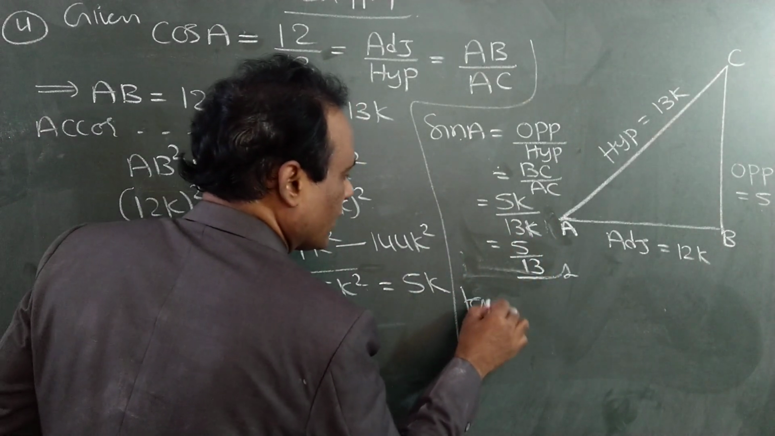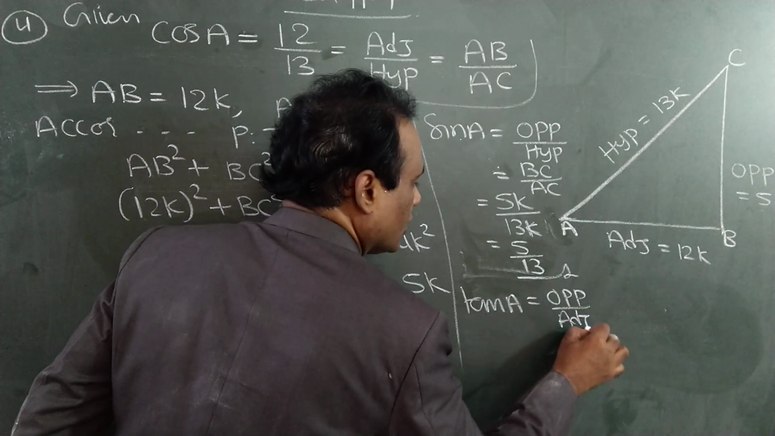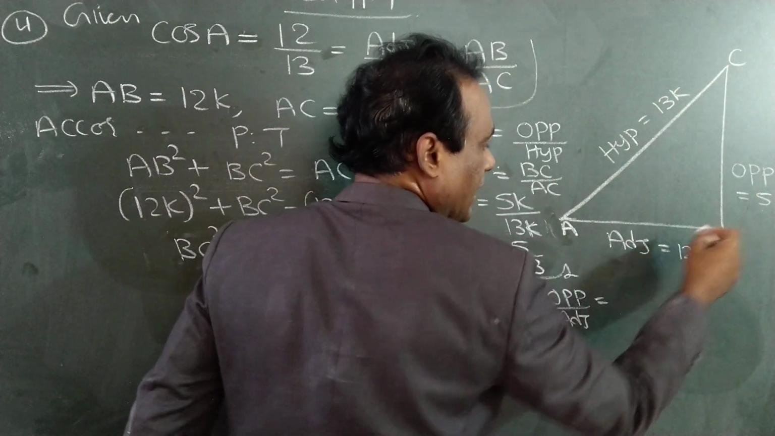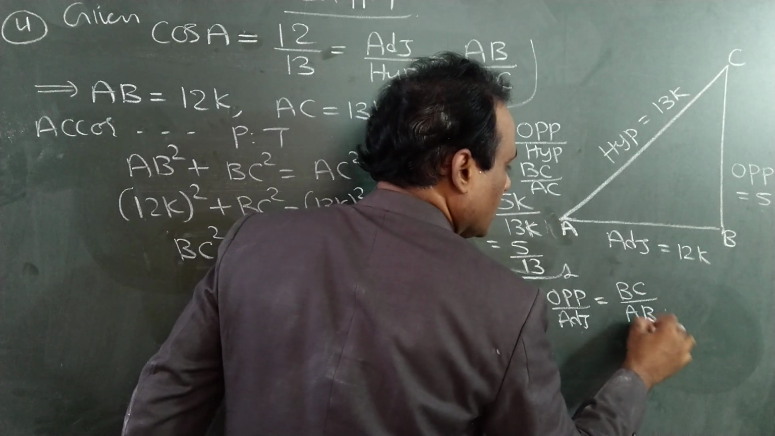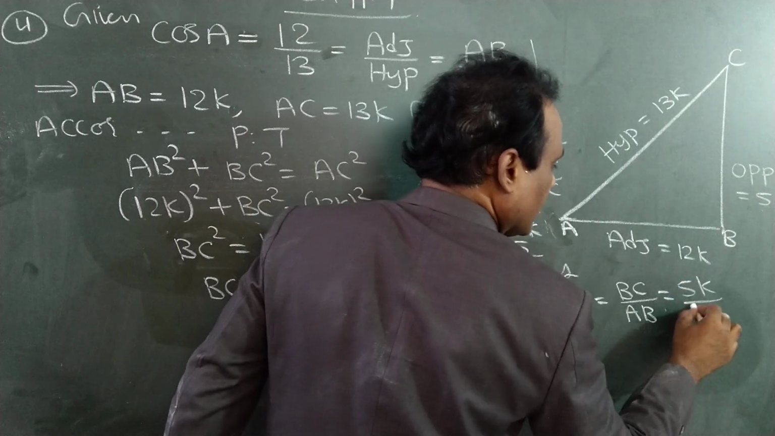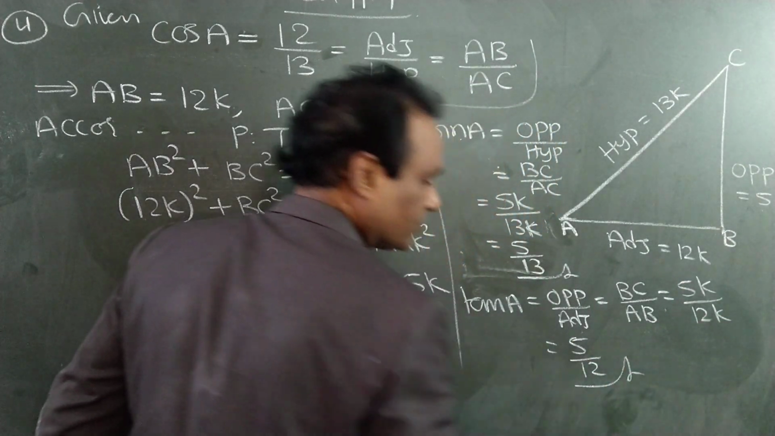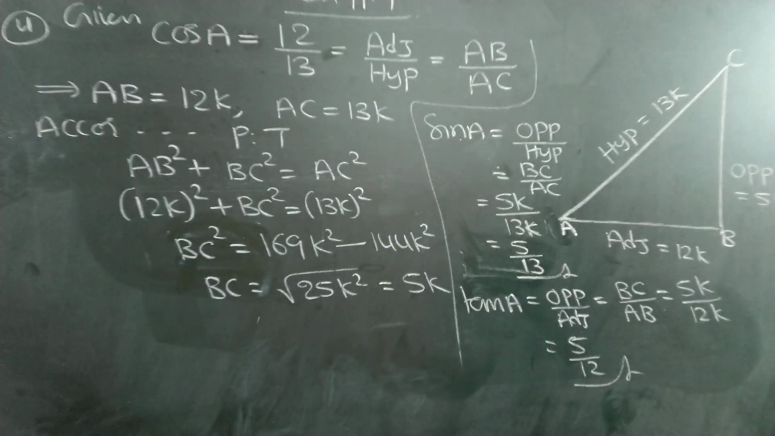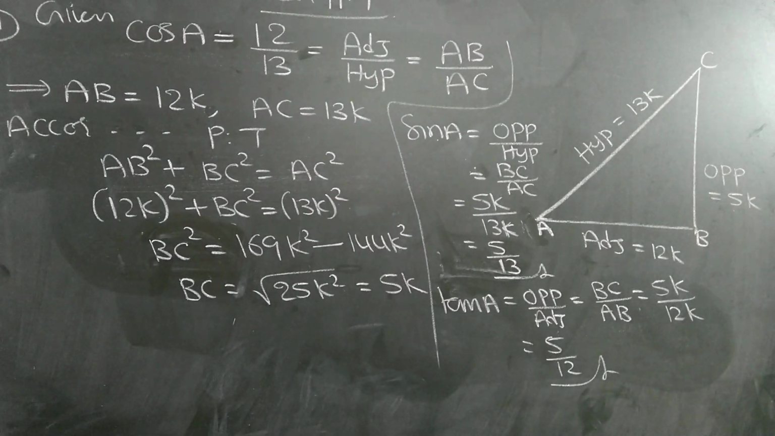What is the tan definition? Tan definition is opposite by adjacent. What is the opposite side here? BC, by adjacent side AB. What is BC? 5K. Adjacent side is 12K. K, K cancel, 5 by 12 answer. Followed or not? You just tell me. Following or not?